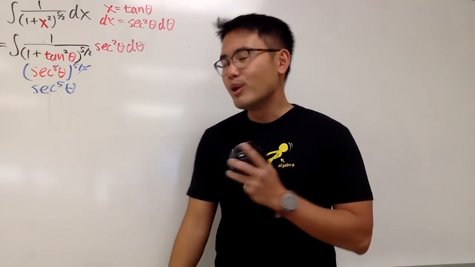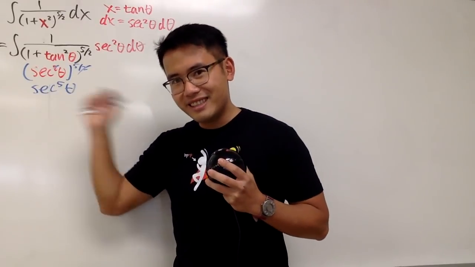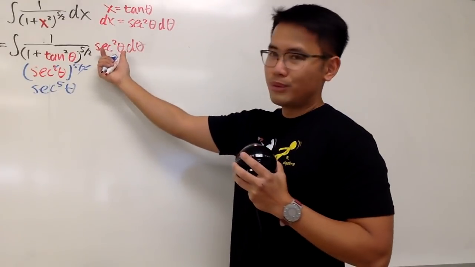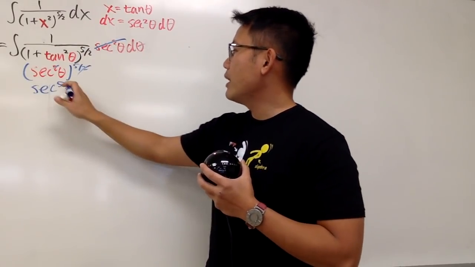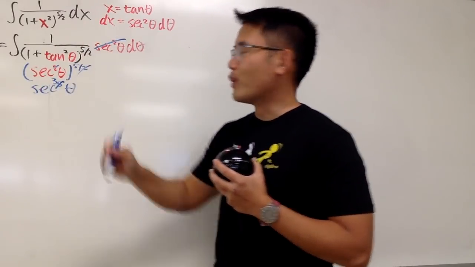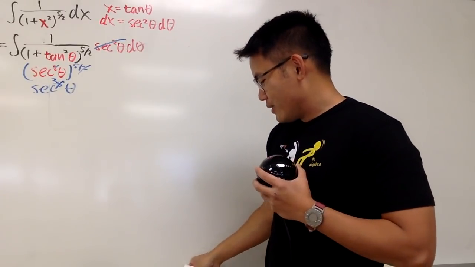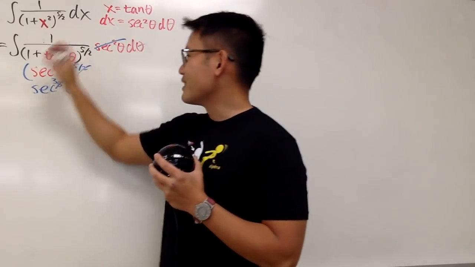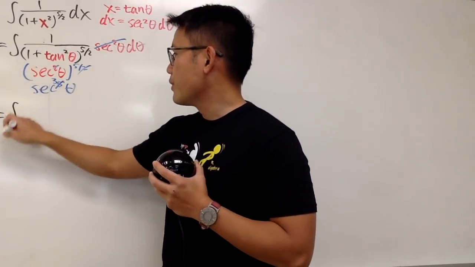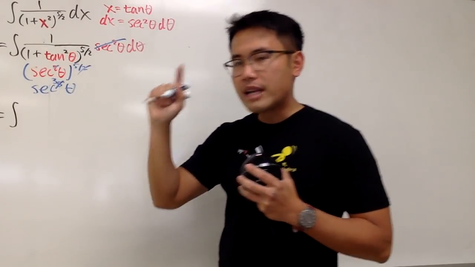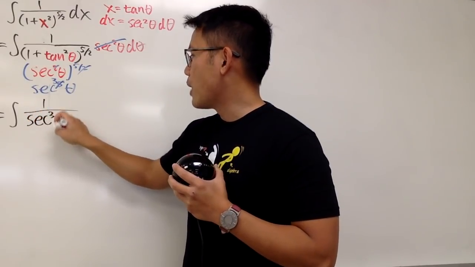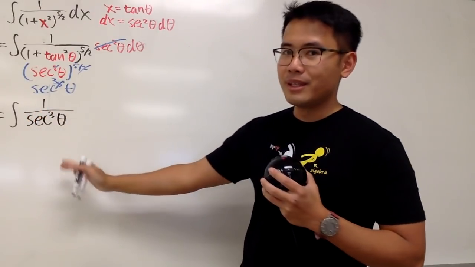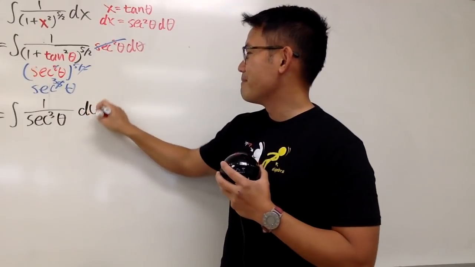And now notice that we have 5 secants in the denominator, and we have 2 of this right here. We can reduce this a little bit more, cancel this out, and now this becomes just the 3rd power in the denominator. Well, that's all nice, right? So now let's see, this is the integral. We only have 1 on the top now, so let's put 1 over secant 3rd power theta in the denominator right here, and then the d theta.